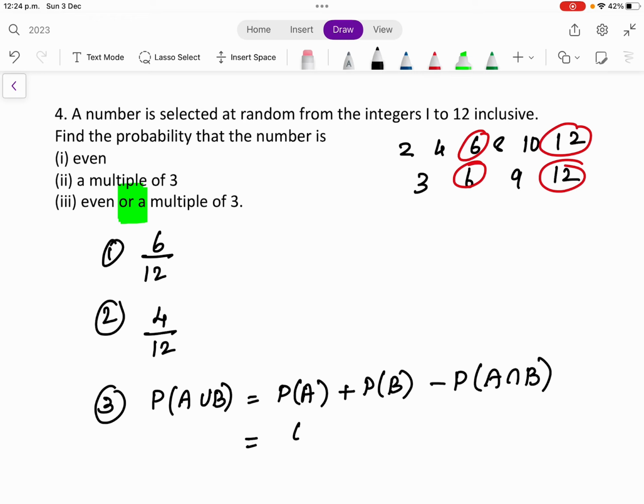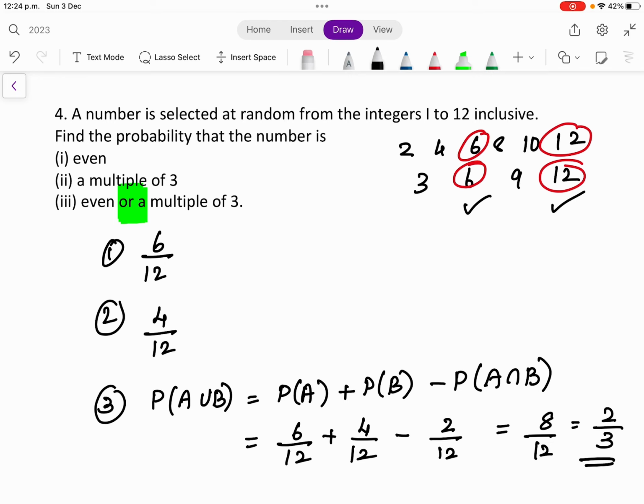So in this case it is 6 over 12 plus 4 over 12. And what is P of A intersection B? There are 2 occurrences, so it is 2 over 12. Then if you simplify this, you will get 8 over 12, which is equal to 2 over 3. Okay.